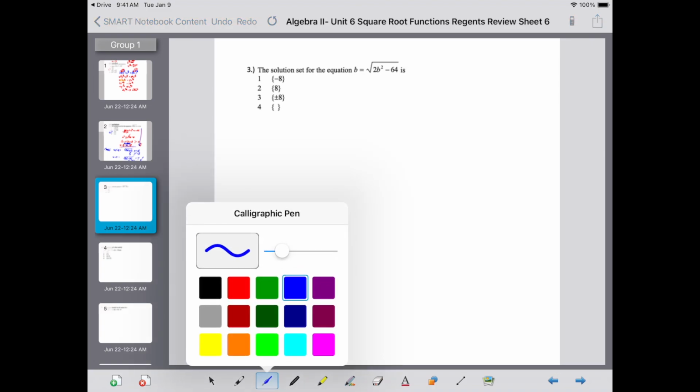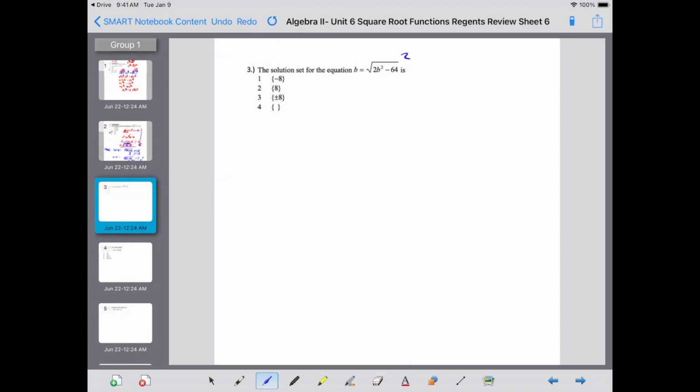Okay, let's do the same thing. Square both sides. Subtract b squared.